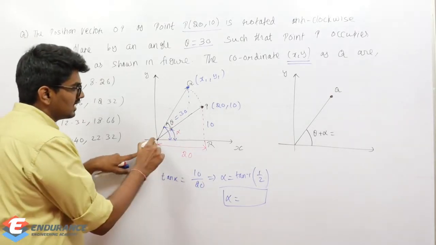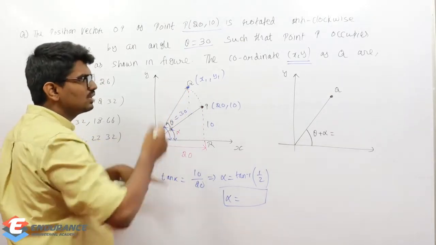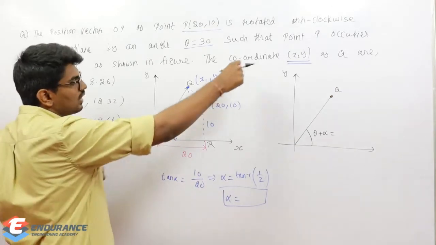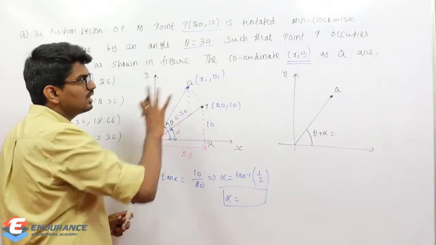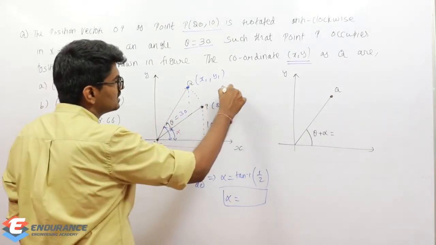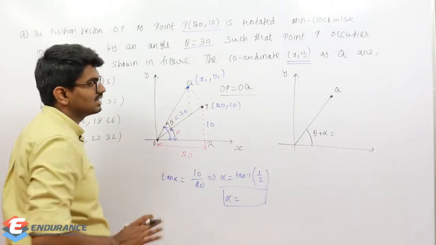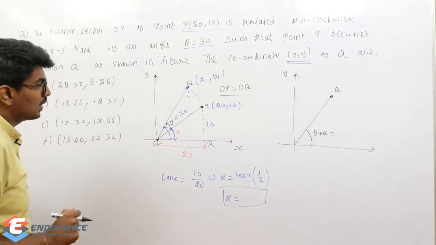Now what about this length OQ? Simply OP will be equal to OQ only. I'm just rotating this line. I'm not elongating this line or compressing this line. So this distance OP will be equal to OQ also. As a distance OP and OQ will be the same, but the angle is changing, so the coordinates will also change. Now how to find out OP?